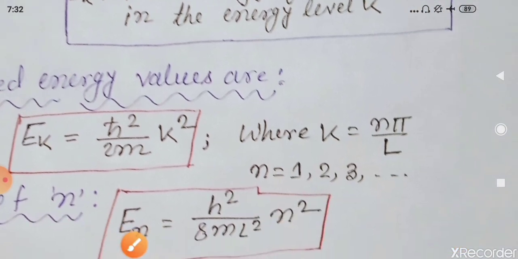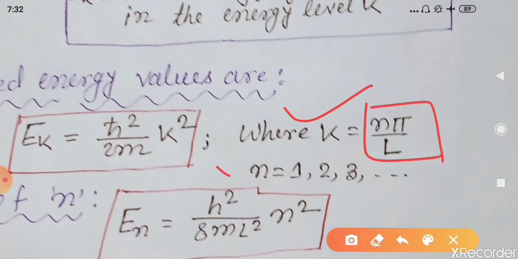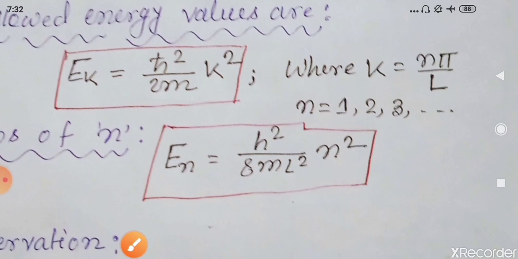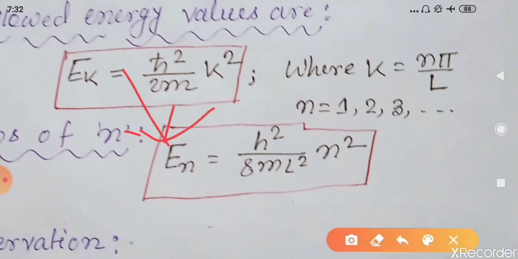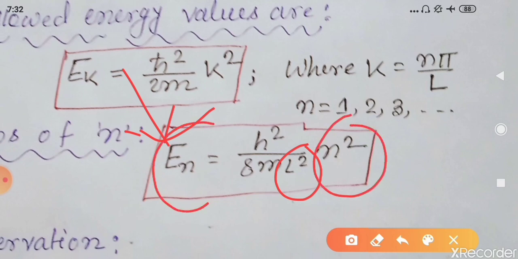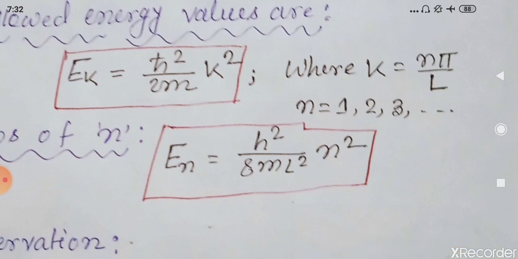With proper boundary conditions, we will find that k is equal to n pi by L, and n is a positive integer. That means n can take values 1, 2, 3 and so on. In terms of n, we can write this energy expression as En is equal to h square by 8m L square times n square. L is the dimension of the box. So according to the different values of n, we will get different values of energy levels.